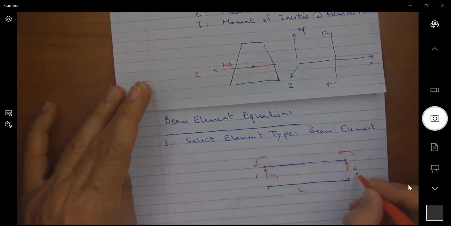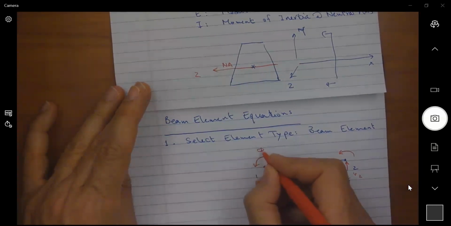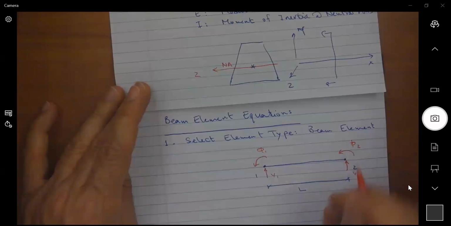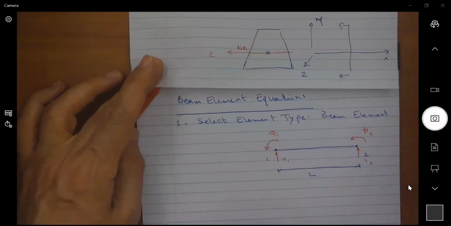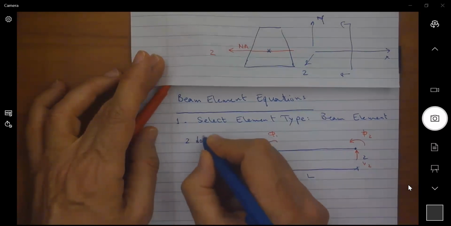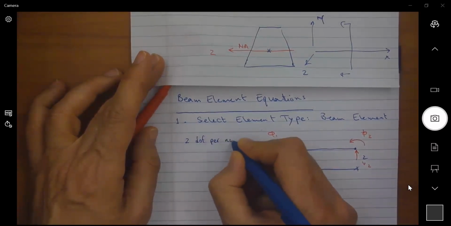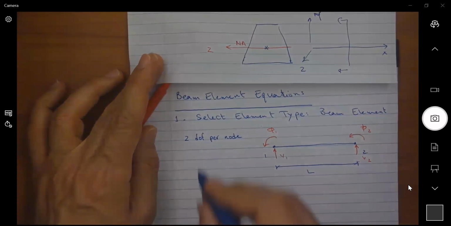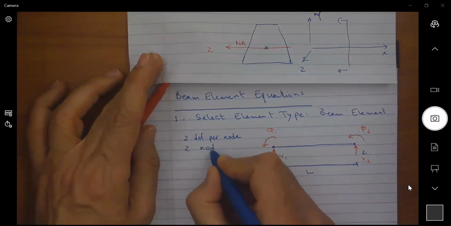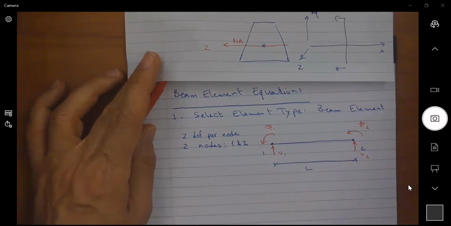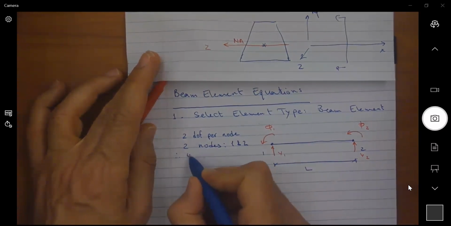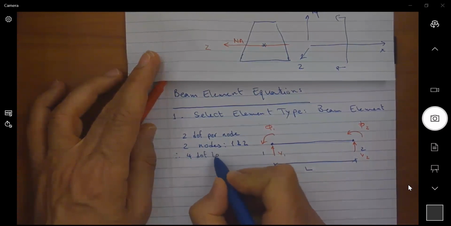V1, V2, V1, V2. So these are 2 degrees of freedom per node. We have 2 nodes, 1 and 2, for the element. So we have 4 degrees of freedom total.